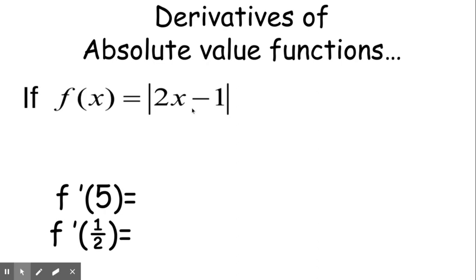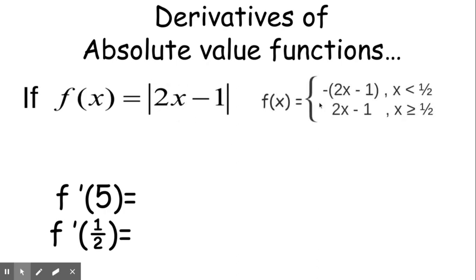So if x is less than 1/2, pick a value less than 1/2. Let's say 0. If I plug 0 in for x, I get -1, and I'd have to take the absolute value of -1, and I'd get +1. So I'd actually have to take the opposite of what I get on the inside. So what that means is that when x is less than 1/2, we had to do the opposite. So you put negative of what was inside. So we put the 2x minus 1, and the opposite is the negative.